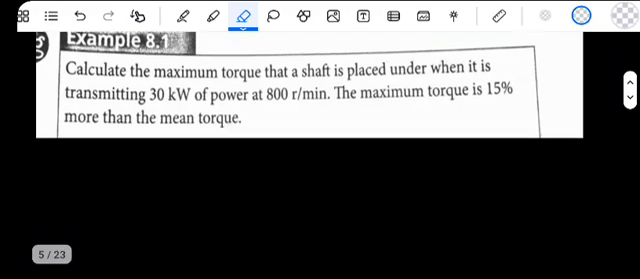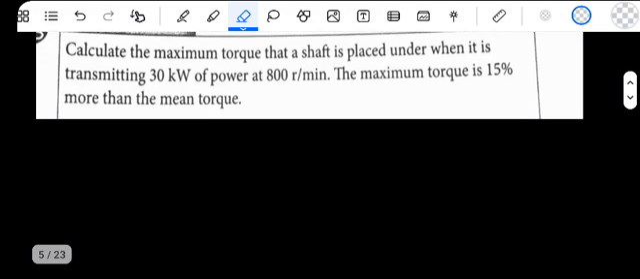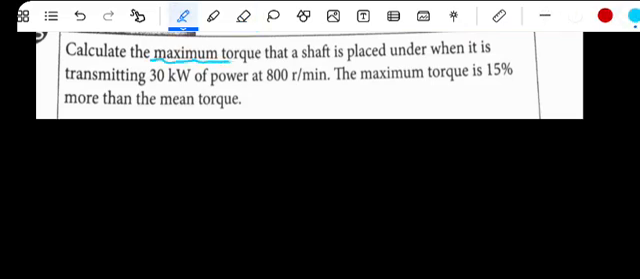For an example, how can we go about this? Here is an example. It says calculate the maximum torque. Don't make a mistake, it's the maximum torque, T max. We should determine T max for the shaft given in this question, the maximum torque that the shaft is placed under when it transmits power.